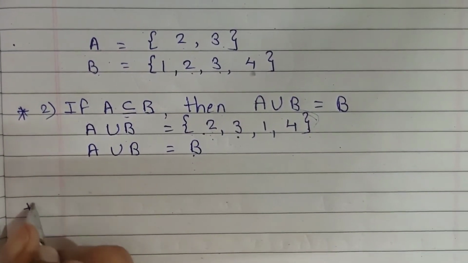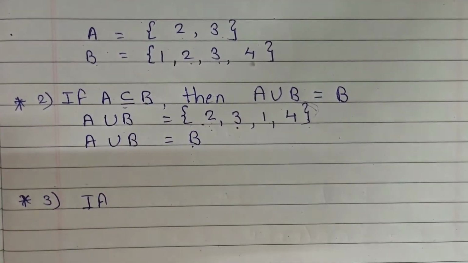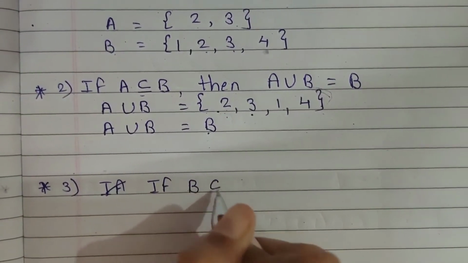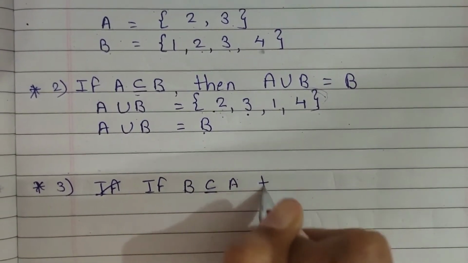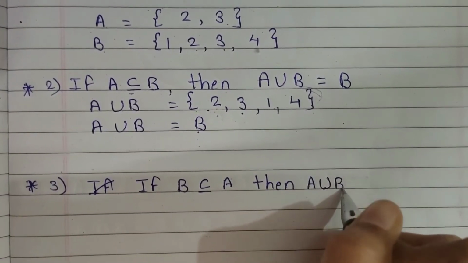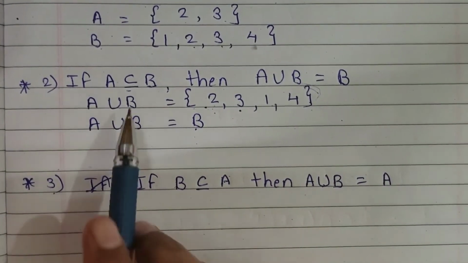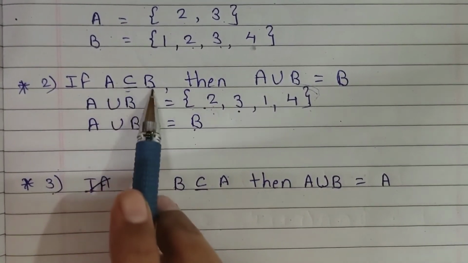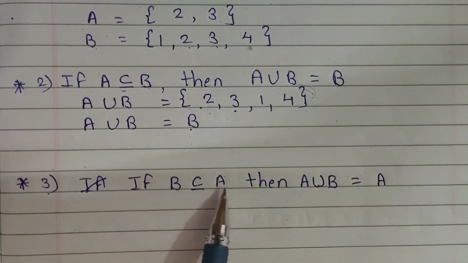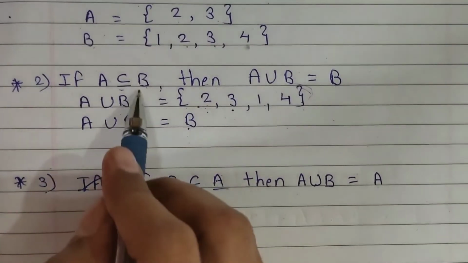Similarly, if B is a subset of A, then A union B is equal to A. So that is our third property. The second one was: if A is a subset of B, then the answer for the union is B. If B is a subset of A, then the answer of the union is A. So the answer is always the bigger set.